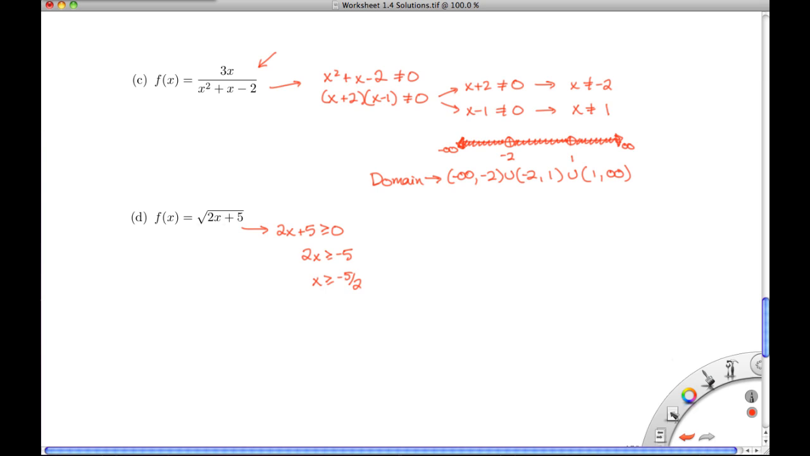This is a perfectly fine way to express the domain, but if we did need to go to interval notation, again, we could consider a real number line, plop down this number, and what we're interested in is x values greater than or equal to -5/2. So that little interval right there would be bracket -5/2 all the way off to positive infinity. And then this would be our domain.